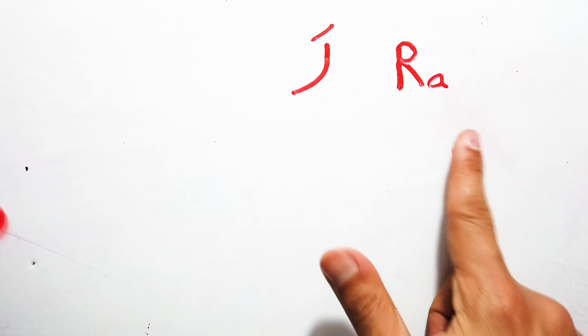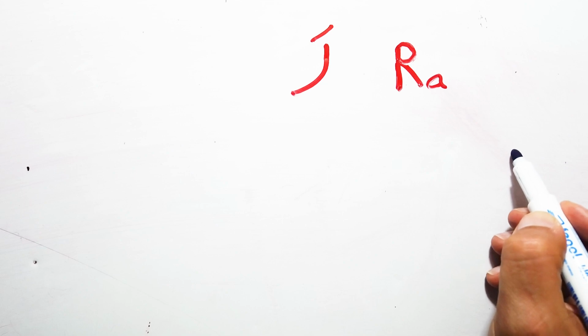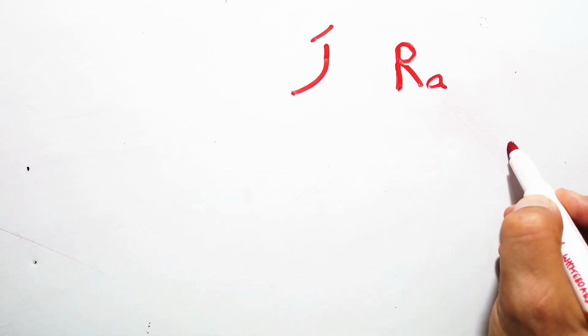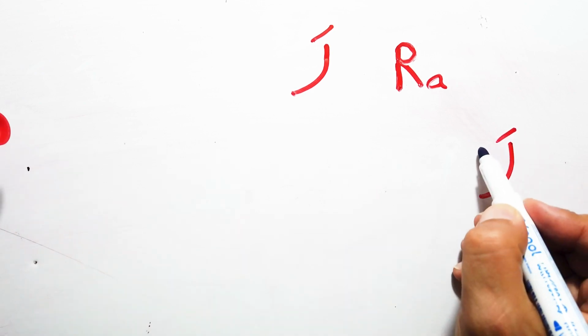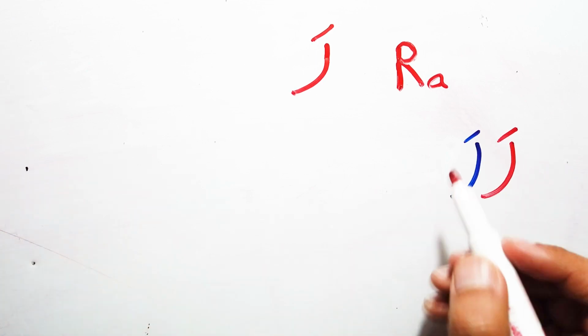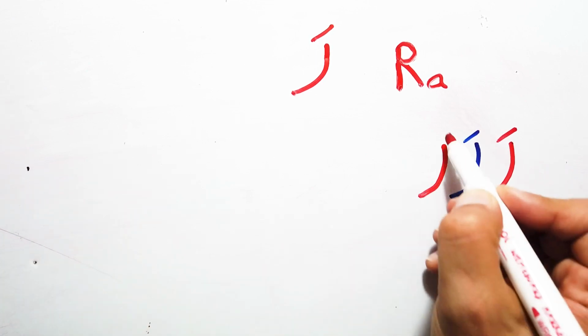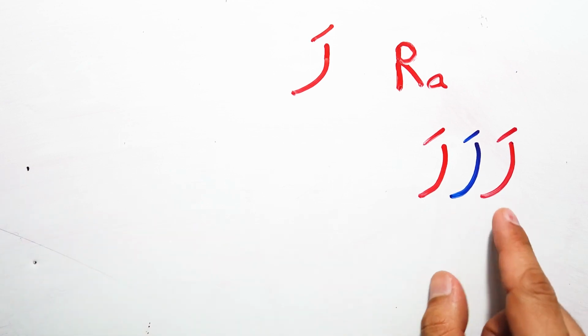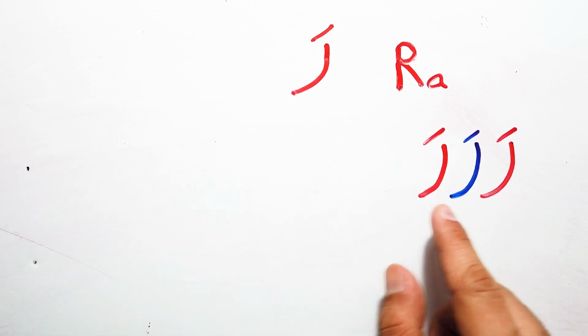Now let's write this easy word. Ra, ra, ra. Let's see ra in the beginning of the word. Ra in the beginning of the word is very easy and simple. This, ra. Ra in the middle of the word, ra. Ra in the end of the word, ra. Let's read ra, ra, ra.